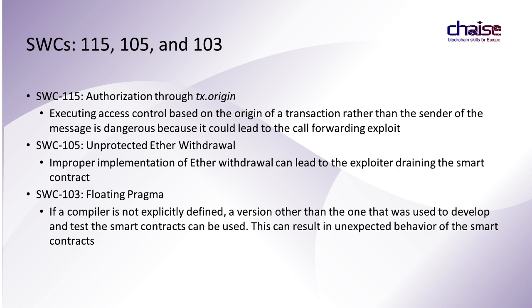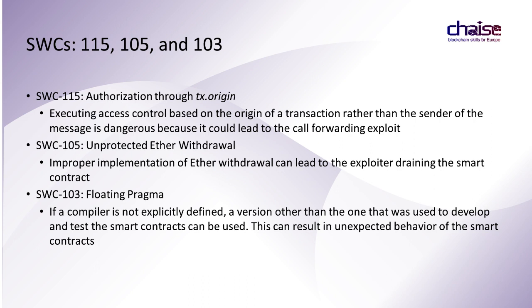These are some examples of the common smart contract-related weaknesses. SWC 115, Authorization through tx.origin. Executing access control based on the origin of a transaction rather than the sender of the message is dangerous because it could lead to the call forwarding exploit. The transaction forward exploit refers to a malicious contract tricking a user into interacting with it and then calling the attacked smart contract, with the transaction origin being the tricked user.